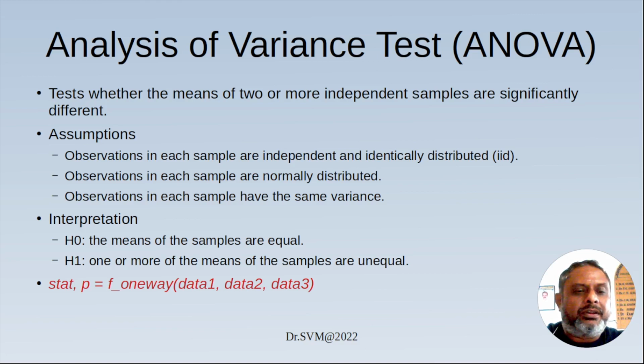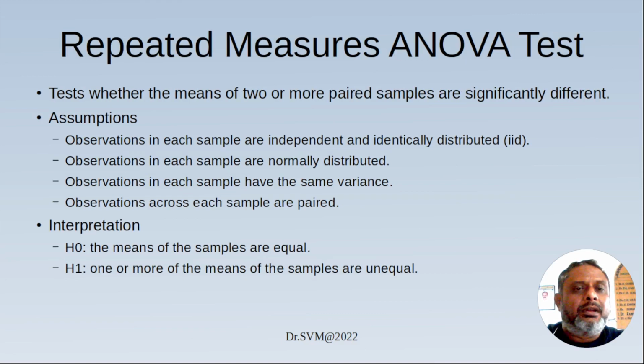If the p value is less than or equal to 5%, it is rejecting the null hypothesis, which means it upholds the alternative hypothesis, saying that at least one mean is different from the others. Whereas if the p value is greater than 5%, then we cannot reject the null hypothesis, which means that all the means are equal. That means mu1 equals mu2 equals mu3 and so on. So that's ANOVA. A similar thing which works on paired samples.